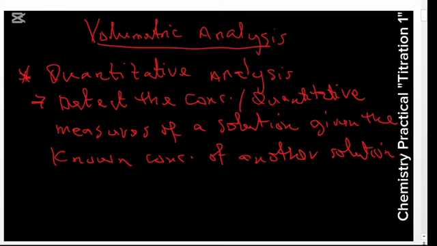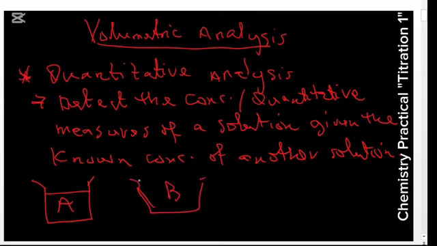So in volumetric analysis, there are 2 solutions that are involved. Let's assume you have solution A, and then you have another one, solution B. Now, solution A possibly has an unknown concentration. We don't know the concentration of this, but we know the concentration of this. This is known. So we are going to use the knowledge of volumetric analysis to detect the concentration of the unknown using that of the known concentration. Is that okay? So that's what we do majorly in volumetric analysis.